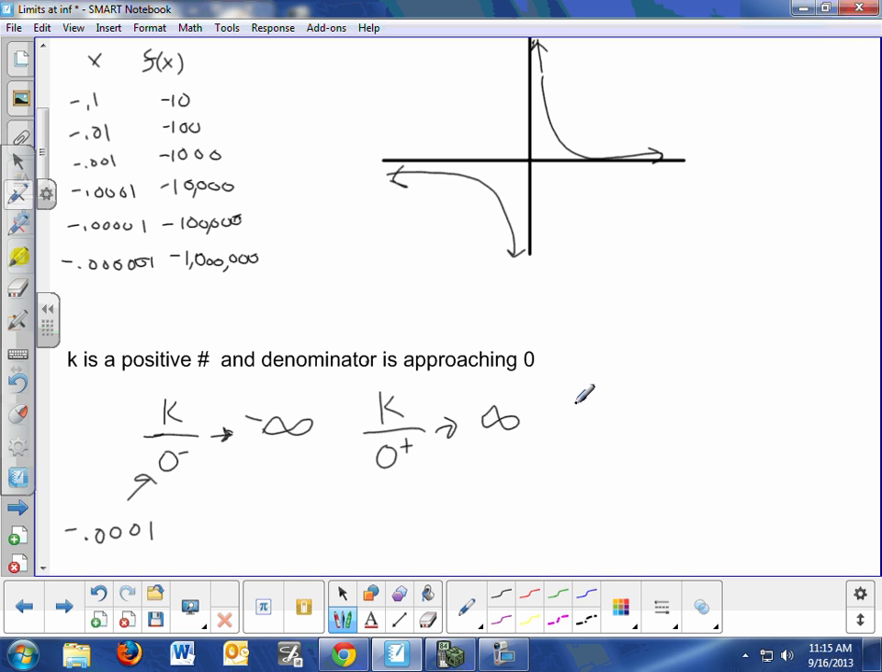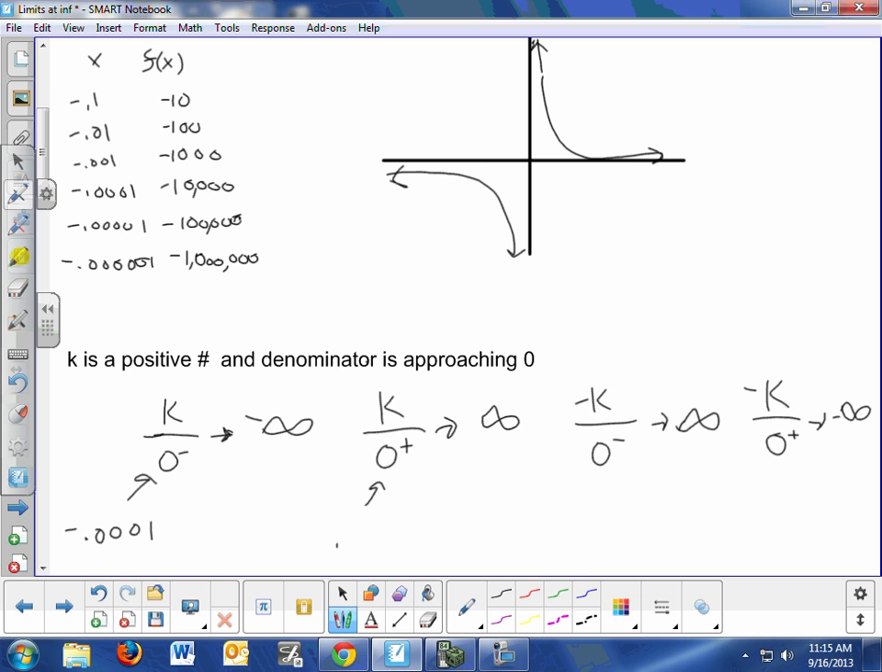If I make this constant negative, negative k, and we're dividing by something really close to 0, really small, but negative, well, a negative divided by a negative is a positive. This is also a positive. And if the constant is negative, and this is something extremely small but positive, this would be something really, really big, but in the negative direction.